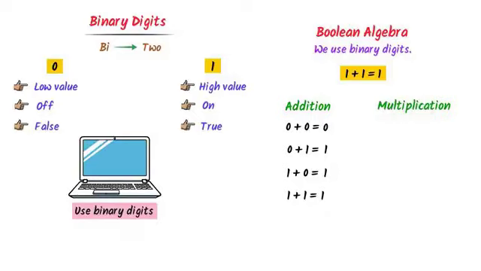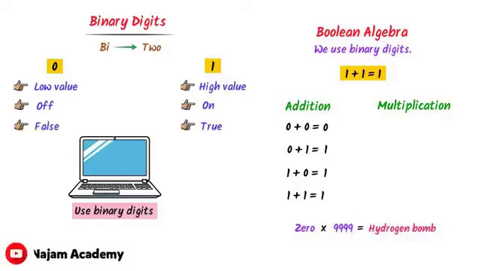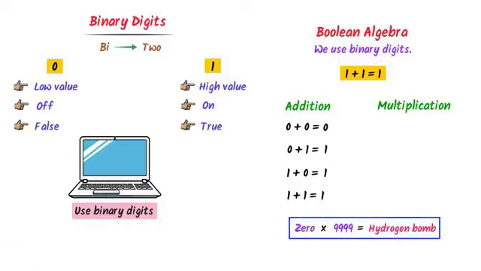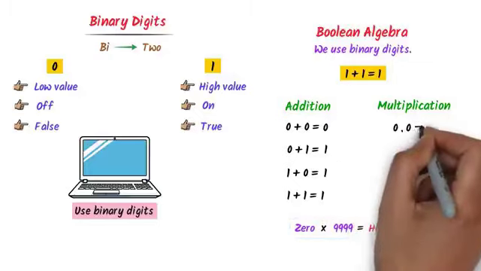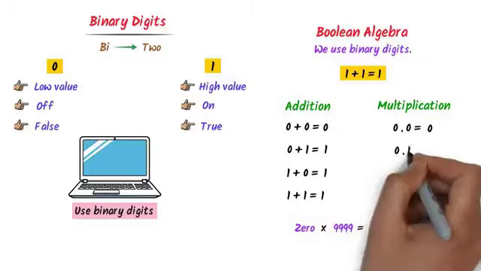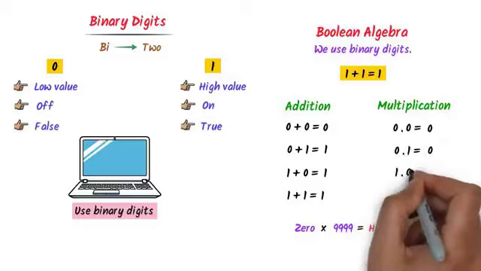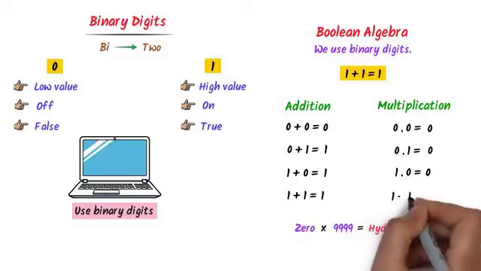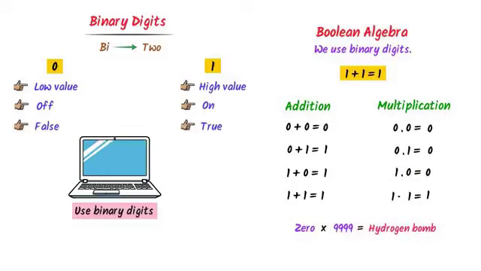Secondly, consider multiplication of binary digits in Boolean algebra. Remember that 0 in multiplication is a hydrogen bomb and it finishes everything. Like 0 into 0 is equal to 0, 0 into 1 is equal to 0, 1 into 0 is equal to 0, and 1 into 1 is equal to 1. Thus remember that in Boolean algebra, all the mathematical operations are the same except 1 plus 1 is equal to 1.